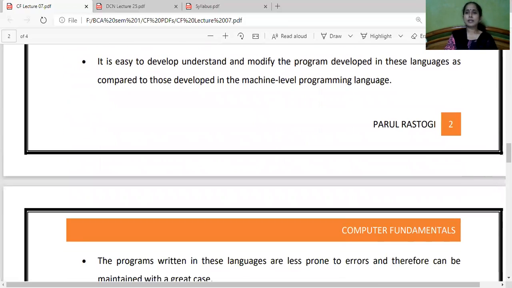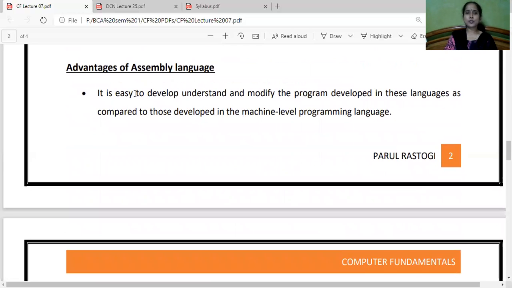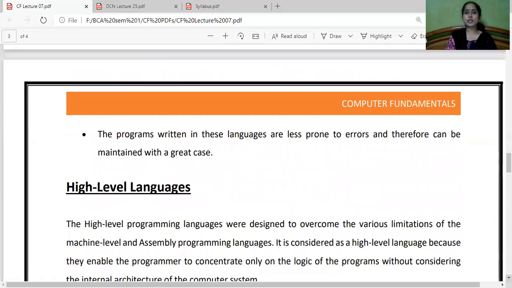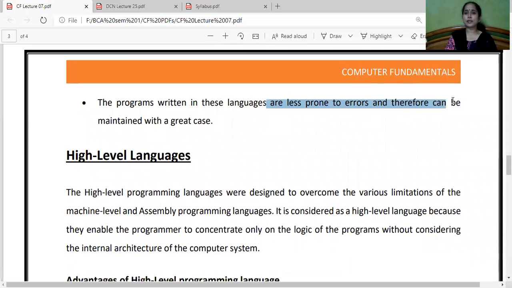Now, what are the advantages of assembly level language? It is easy to develop, understand, and modify the program developed in these languages as compared to those in machine level language. Uske comparatively easy hai. And the programs written in these languages are less prone to errors and therefore can be maintained with great ease.